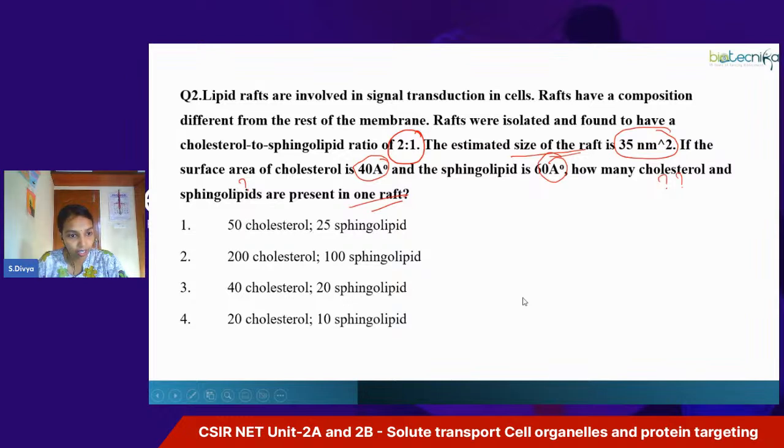Okay, Sunshine has tried out 22, but that is not there in the options. The options are 50 and 25, 200 and 100, 40 and 20, 20 and 10. Okay, you were saying option 2. What about others? Is there anyone who is trying out this question?